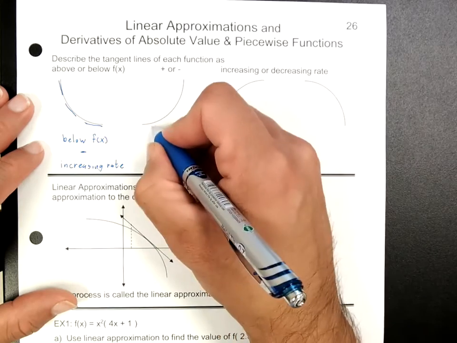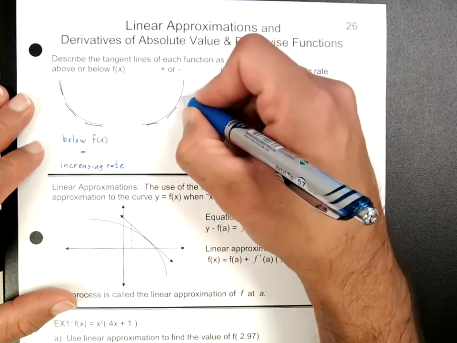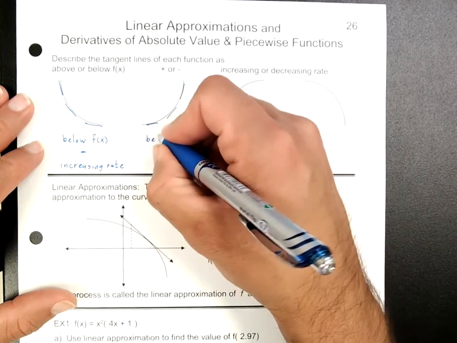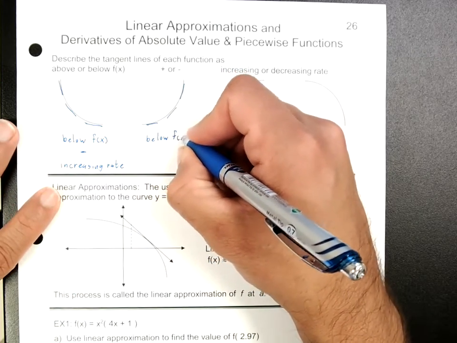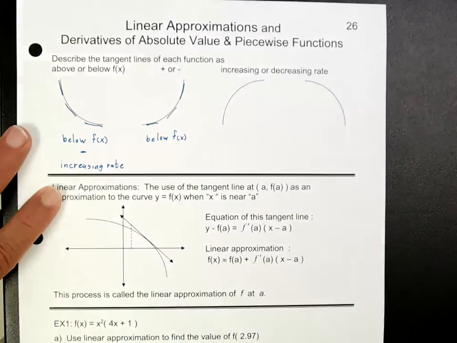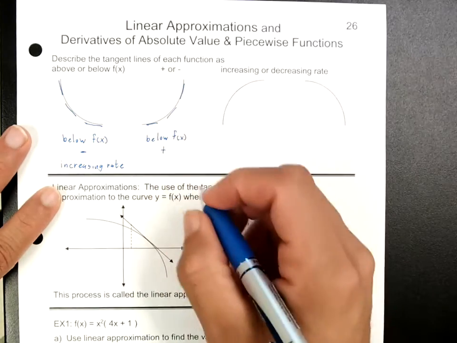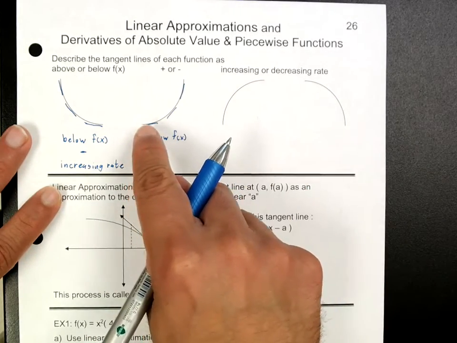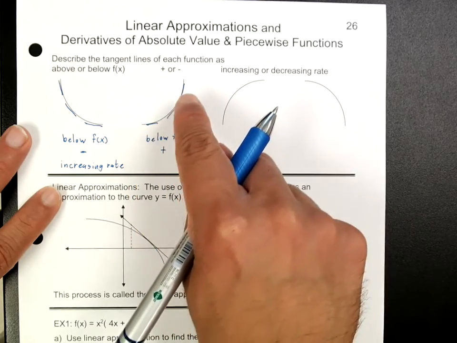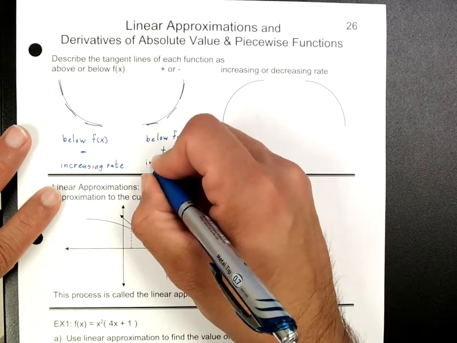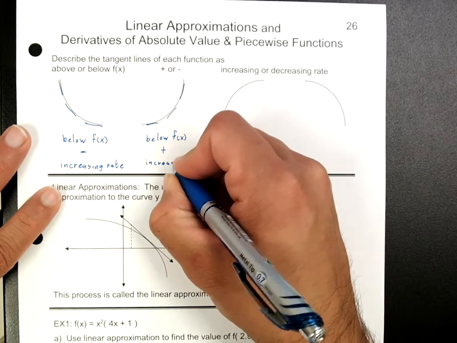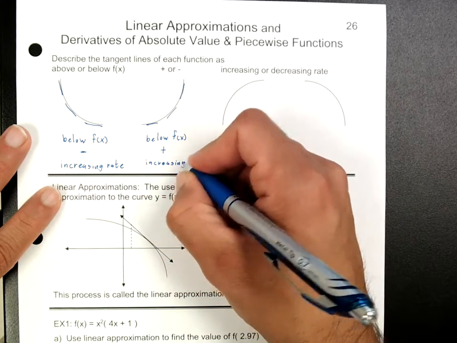Alright, on the next one, if I were to draw some tangent lines, they would still be below f of x. However, on this one, the slopes are positive. And as I'm coming from left to right, the slopes are becoming more and more positive. So therefore, this is also at an increasing rate. So I'm increasing at an increasing rate on this one.